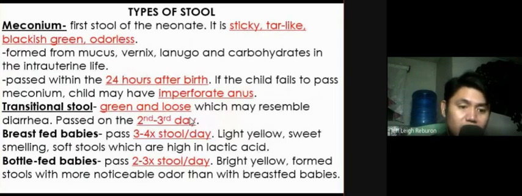But if the child is bottle fed, okay? They are given only formula milk. The newborn will only pass stool 2 to 3 times per day. Okay? The stool of bottle-fed babies is bright yellow. It is formed, okay, firm, with a more noticeable odor than with breastfed babies. So it means the stool of bottle-fed babies has a stronger smell.